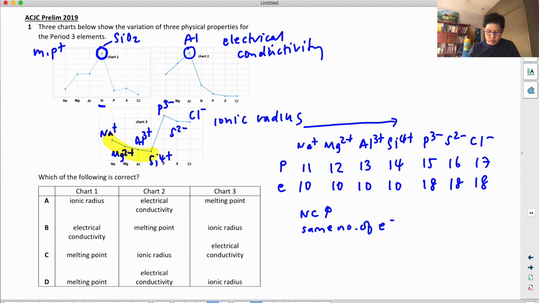The same goes for phosphorus, but from here to here, this is 2,8 and this is 2,8,8, which means P3- has one extra shell. That's why it's really high up there. The same concept applies as you go across from P3- to Cl-: the nuclear charge increases with the same number of electrons, so the nucleus pulls the electrons more closely and the radius drops. This is how you tell. So the answer should be D.